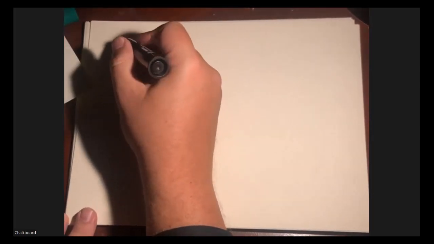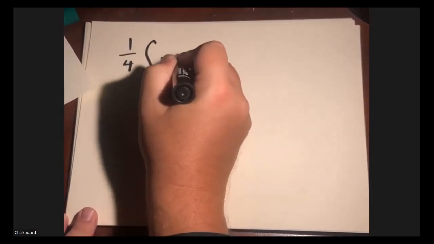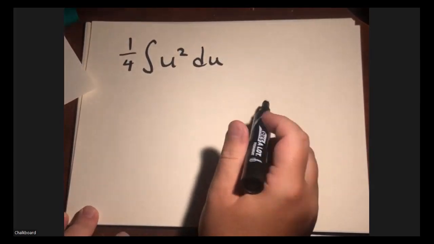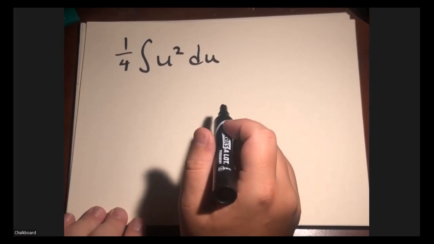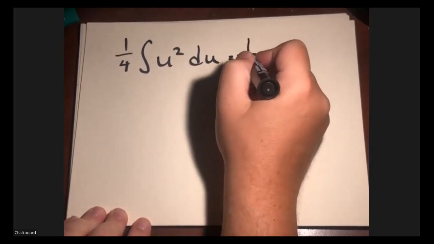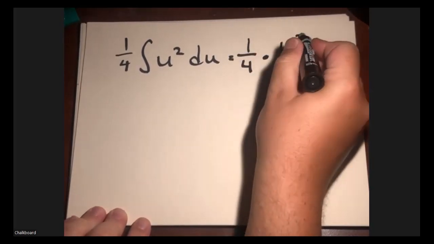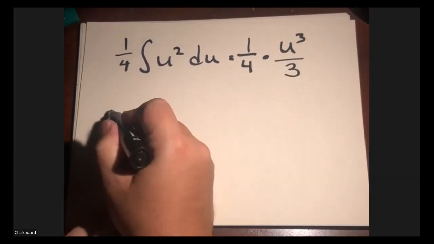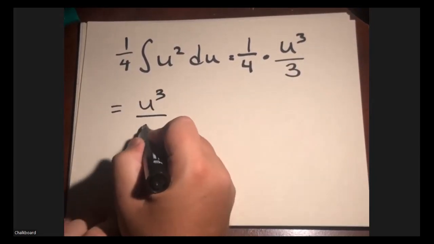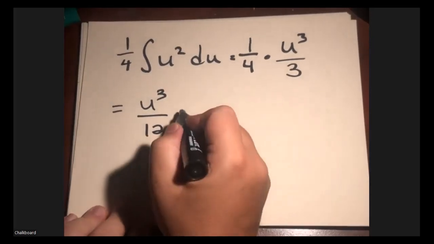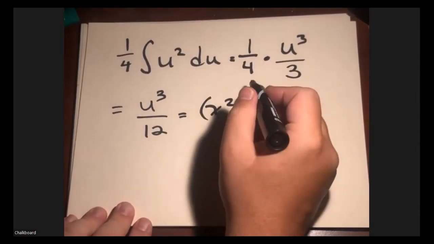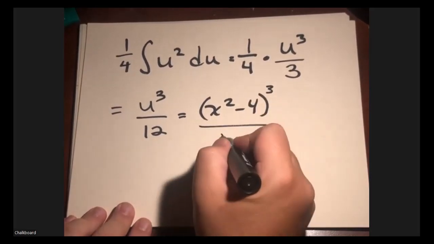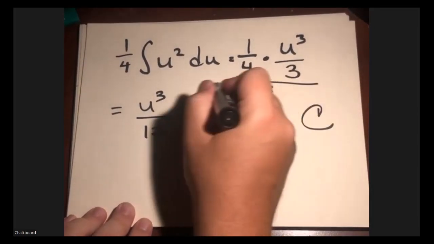1/4 u squared du. If I took the integral of that, with n being 2, that would make it 2 plus 1 makes 3. So that would be 1/4 times u cubed over 3, which is the same as u cubed over 12. And now u is x squared minus 4. And don't forget your plus c.